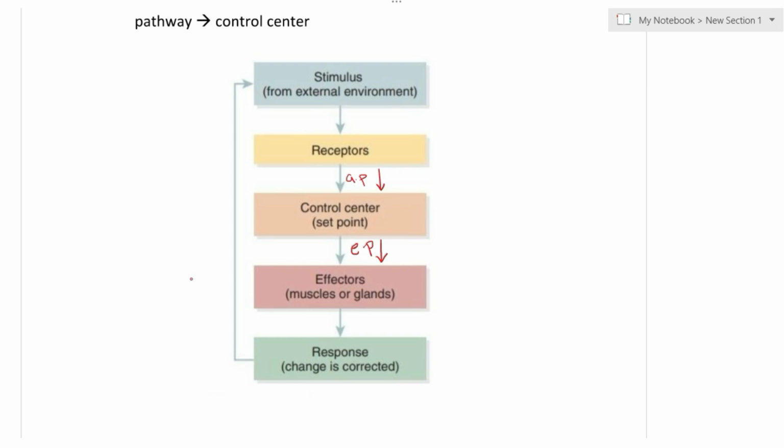Hope you got the idea. Efferent pathway exits from the control center, while afferent pathway approaches the control center. So from the receptor to the control center through the afferent pathway, then from the control center to the effector through the efferent pathway.